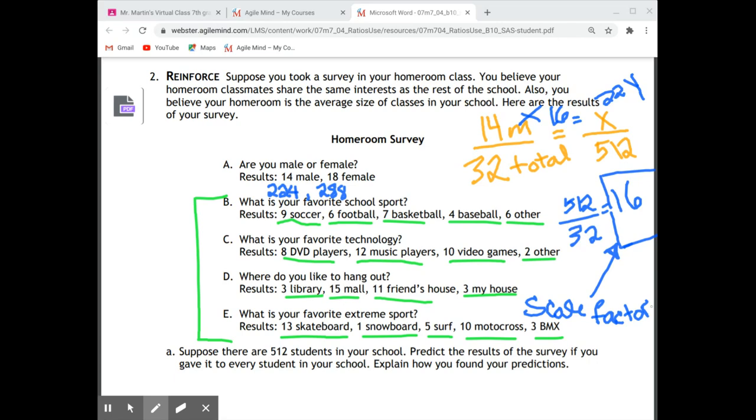Okay. All right. Angel S., tell me what you got for the 6 others. I took 6 and multiplied it by 16. Okay, and what's 6 times 16? 96. Good job.